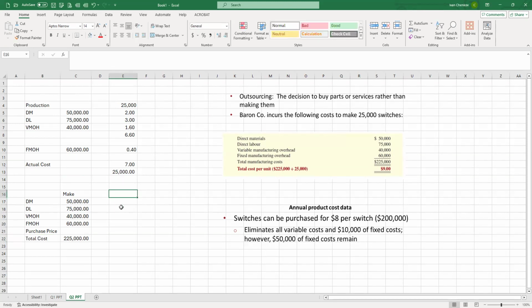Now, if I buy it, do I have to pay direct material?